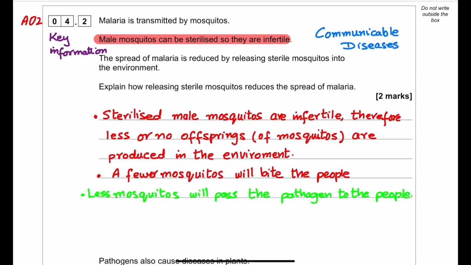The sterilized male mosquitoes are infertile. Therefore, few or no offspring are produced in the environment. Fewer mosquitoes will bite the people, then fewer mosquitoes will pass a pathogen to the people. Therefore, the transmission of malaria can be controlled.